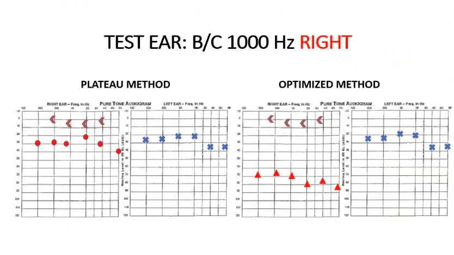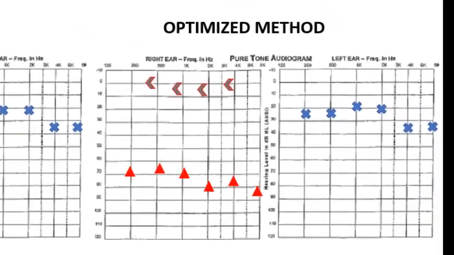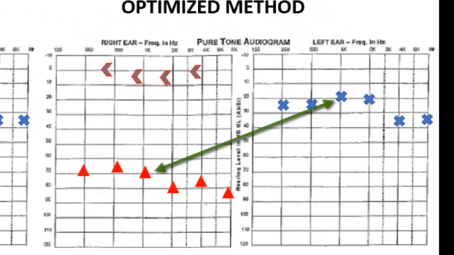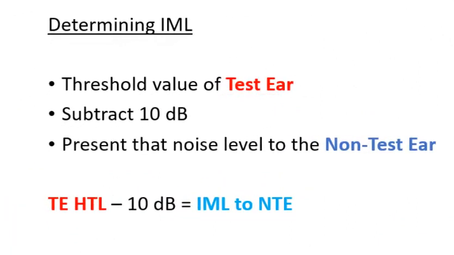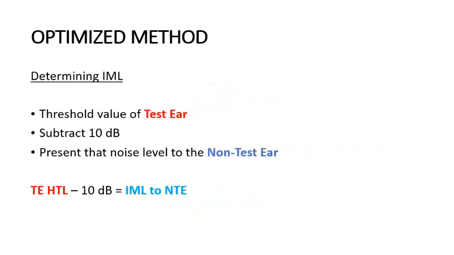Let's look at the second example. In this case, because the hearing between the two ears is so asymmetrical, applying the optimized method of masking is appropriate. Let's review how to determine the initial masking level, or IML, with this method. With the optimized method, we use the threshold of the test ear as our reference. To find our IML, we subtract 10 dB from this value. We then deliver this amount of masking noise to the non-test ear.